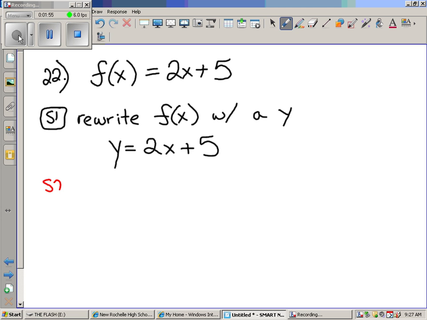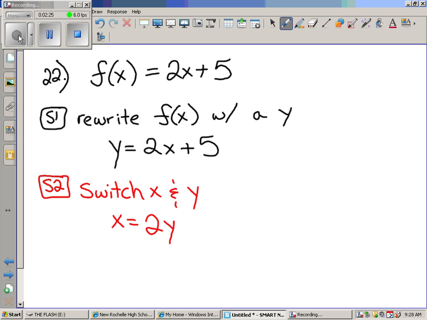Then step 2 is, this is the round trip ticket. We are going in reverse. We are switching things around, like we did in our other problem. So what should we do to x and y? Switch them in the same way that you switch x and y in the coordinates. You switch x and y in the equations to find the inverse. Switch x and y. So it's going to be x equals 2y plus 5.